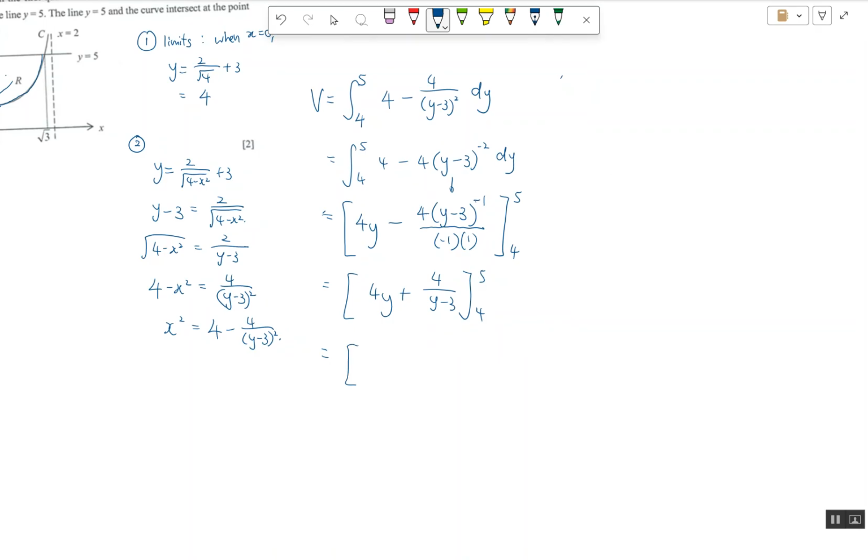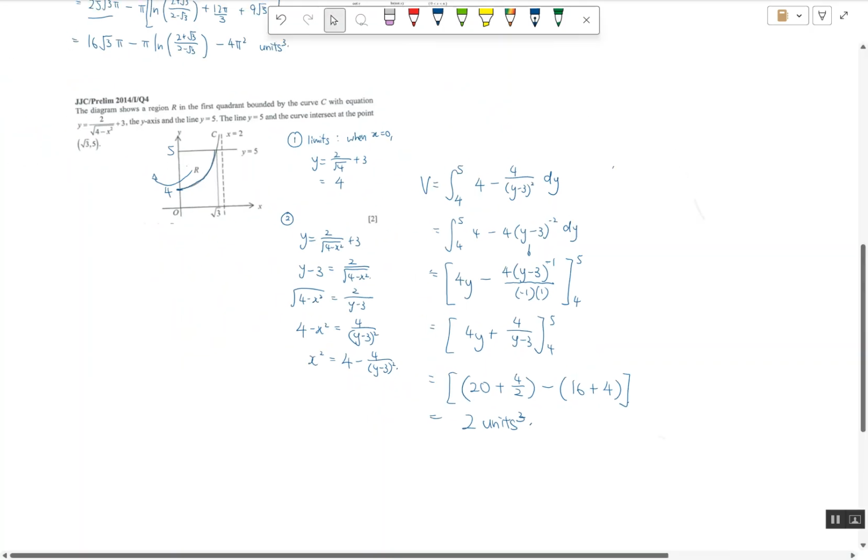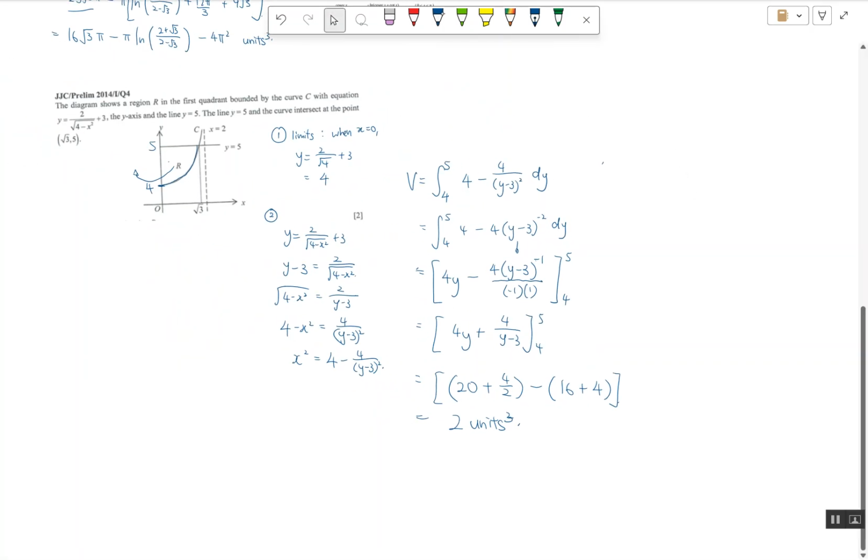Or if you want to work it out, that will be 20 plus 4 over 2. See how I do? I sub in 5 first, minus 16 plus 4. Okay, and then the answer is just 2 square units cube. Yeah, because it's volume.